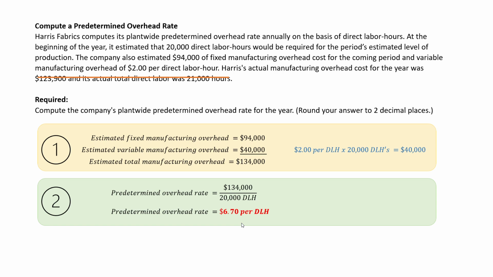Also note, I stepped through the exact way the book says to solve it. It's okay if you went a little bit alternate route, but still got the $6.70. For example, for some of you, you may have said, wait a second, the variable overhead is already on an estimated per direct labor hour rate, $2 per direct labor hour. If I do the same thing to the fixed overhead, which was 94,000 divided by 20,000, that's also another way of getting to the same end predetermined overhead rate of $6.70. So now that we know how to estimate our overhead, future videos will talk about how to assign that overhead.